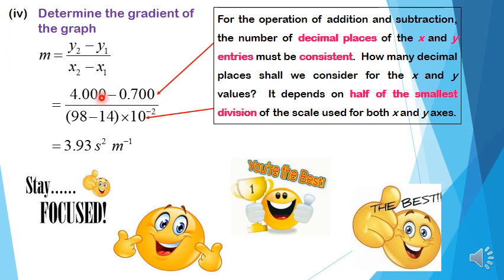When we want to substitute the values of y and x, how many decimal places should we write for each of the entries here? Let's continue here. For the operation of addition and subtraction, the number of decimal places of the x and y entries must be consistent. How many decimal places shall we consider for the x and y values? It depends on half of the smallest division of the scale used for both x and y axes. What does it mean by half of the smallest division?